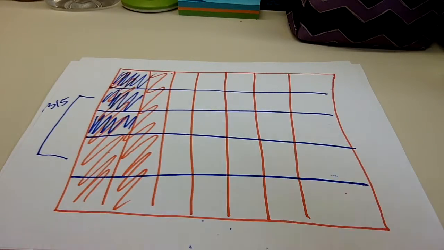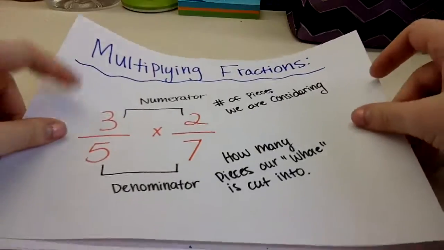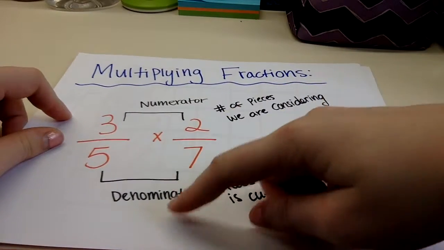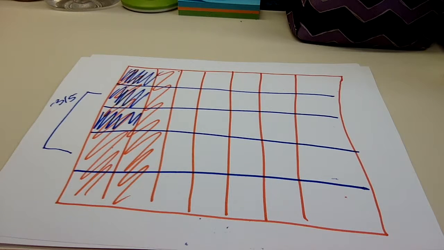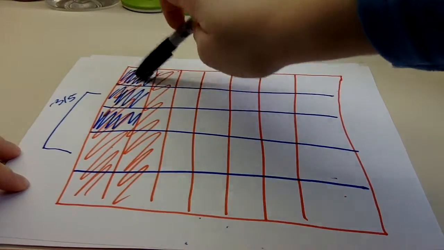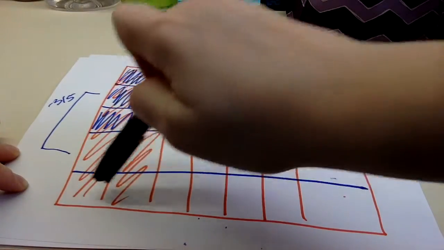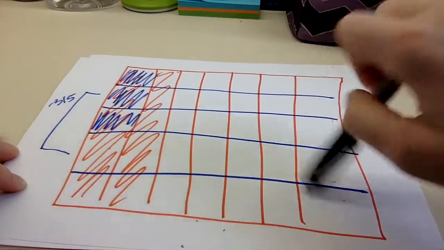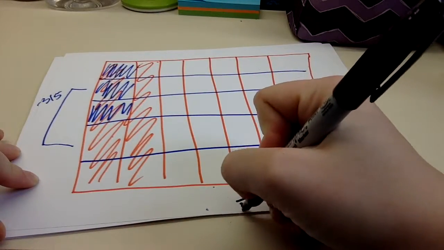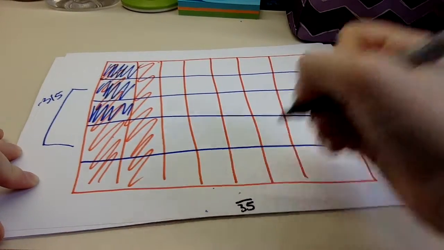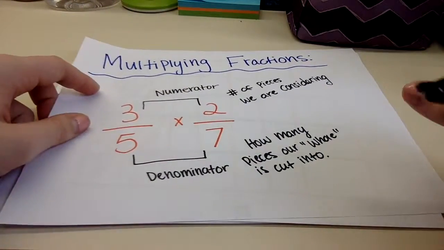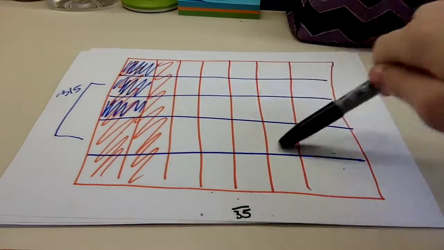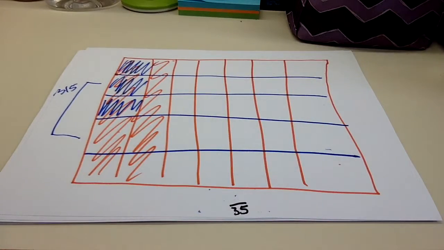Okay, so now we're going to go back to our rule, and it says we're going to start with the denominator. How many pieces is our whole cut into? So this means that we're going to count all of the pieces that our whole is cut into. So we have 1, 2, 3, 4, 5 by 1, 2, 3, 4, 5, 6, 7, which gives us 35. Again, that was how many pieces our whole is cut into.